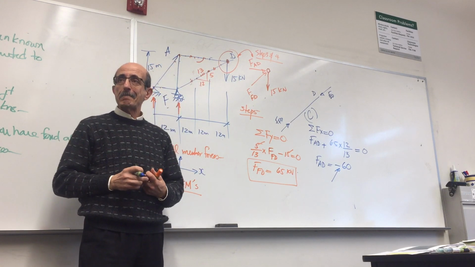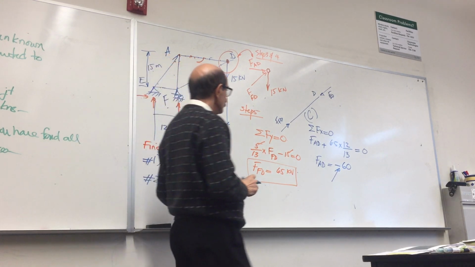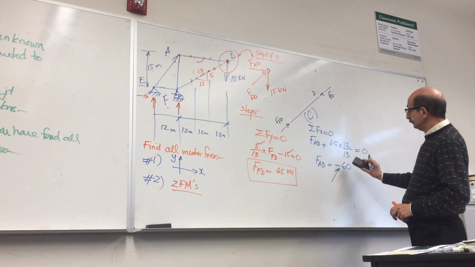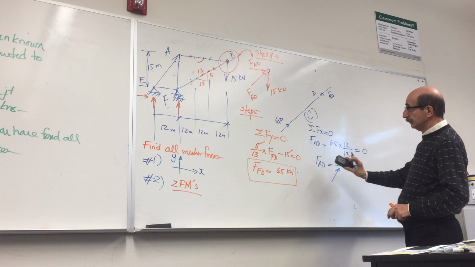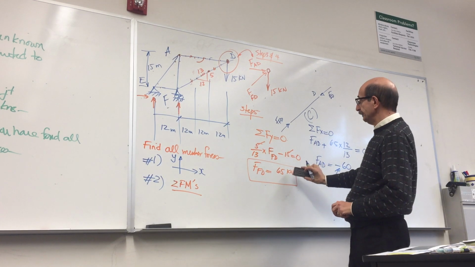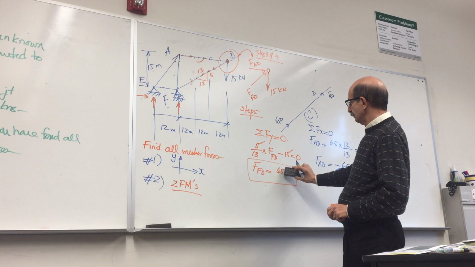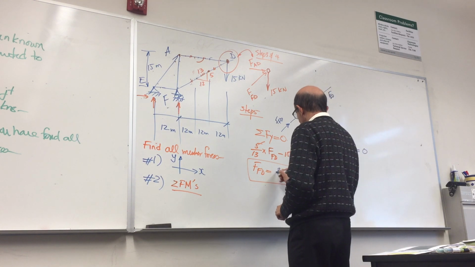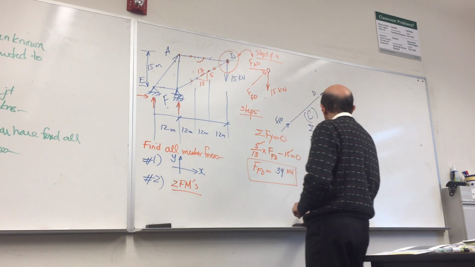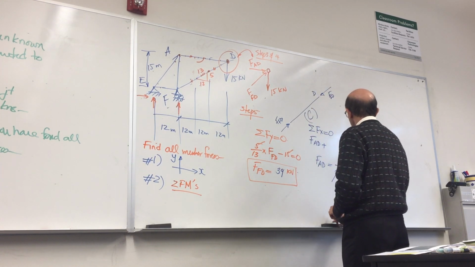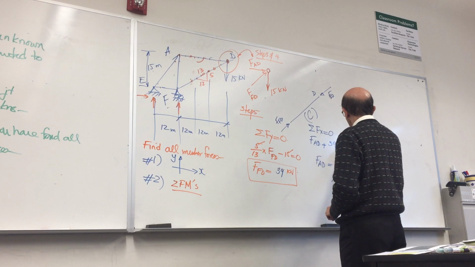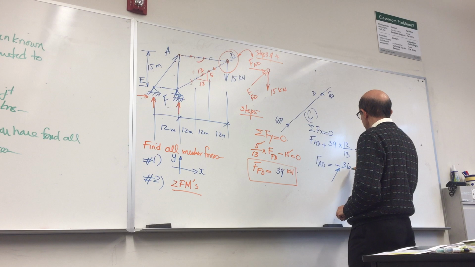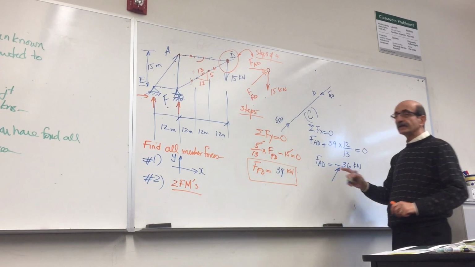Isn't that 39? Because you divide 15 by 5, that's 3, times 13 is 39. Oh, 39 then? Okay. So this one becomes 39, so it would be 3 times 12, so it would be 36 kilonewton. But it came out to be negative.